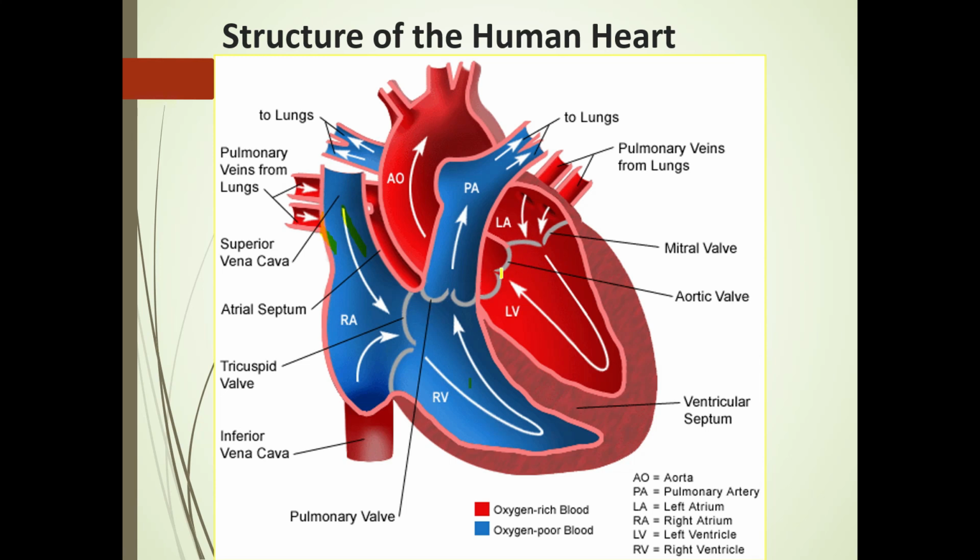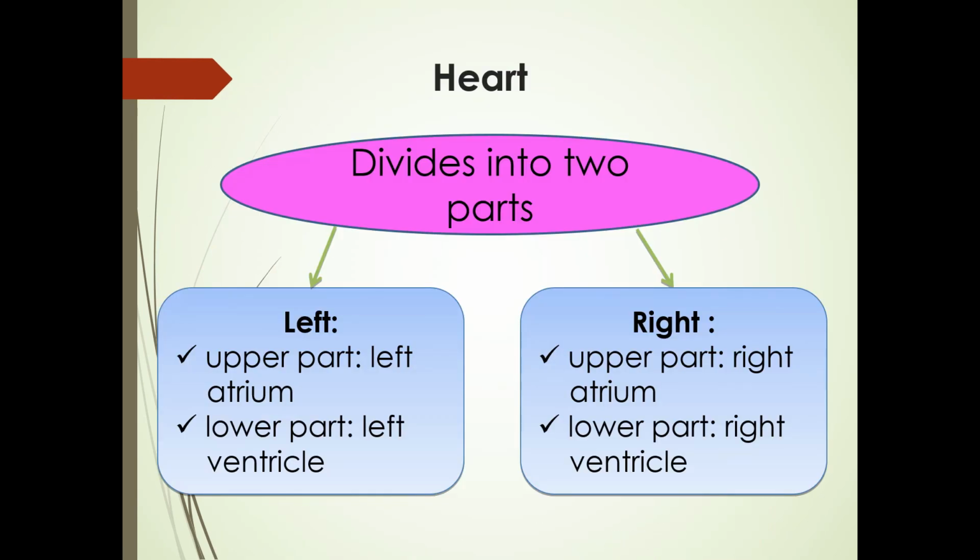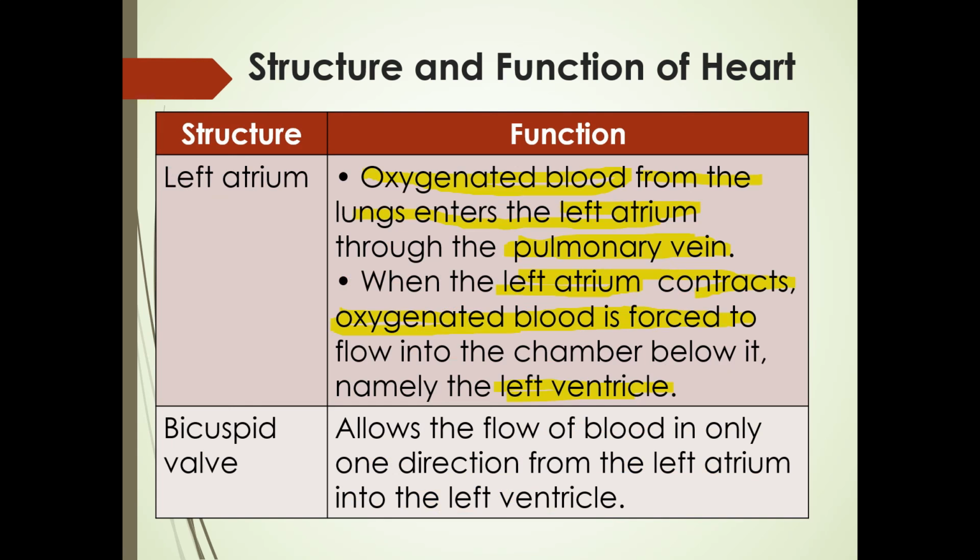The semilunar valve: when the left ventricle contracts, the blood is forced out to the aorta here. Again, the semilunar valve prevents the blood from flowing back from the aorta to the left ventricle. After that it will be pumped out to all our body parts. Right, so I explained that one.